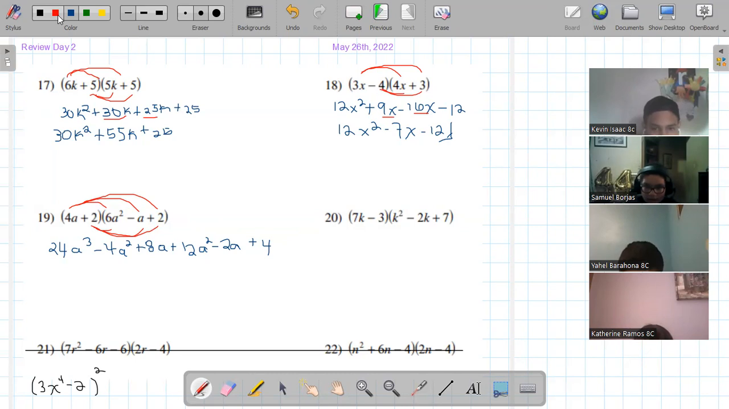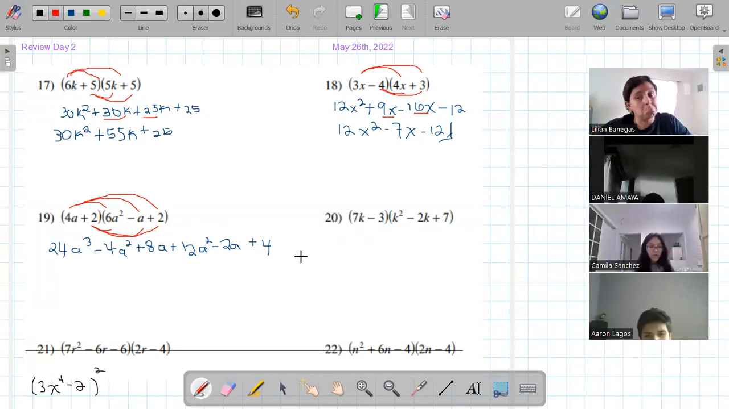Look for the like terms. Do I have a like term for 24a cubed? No. Do I have a like term for negative 4a squared? Yes. And what's the like term for that? 12a to the second power.